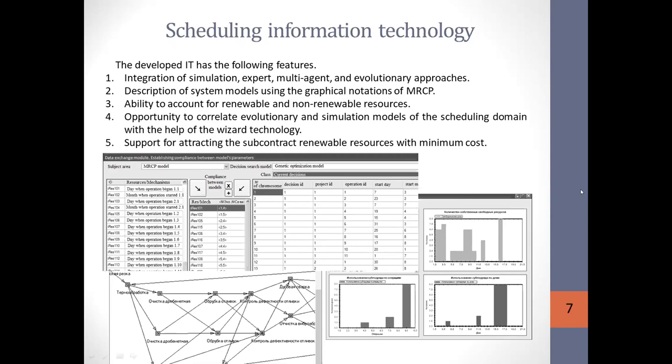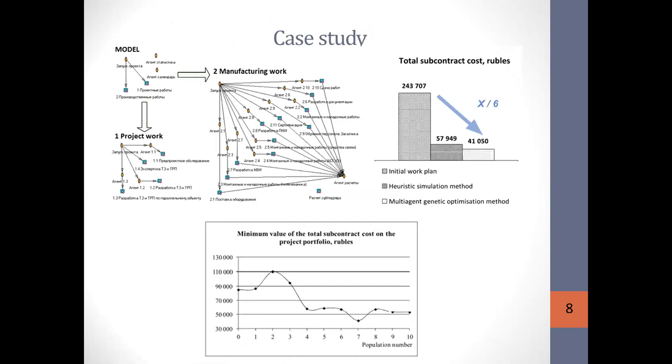So on the slide, there is a simple case study to illustrate the work of the methods. We developed a multi-agent simulation model of project execution. The model structure, built via the graphical means of the modeling system, is presented on the slide in the upper left corner with decomposition of project works and manufacturing works. In the structure, you can see agents. They are used to allocate the own and subcontracted renewable resources and also the non-renewable resources to the work.